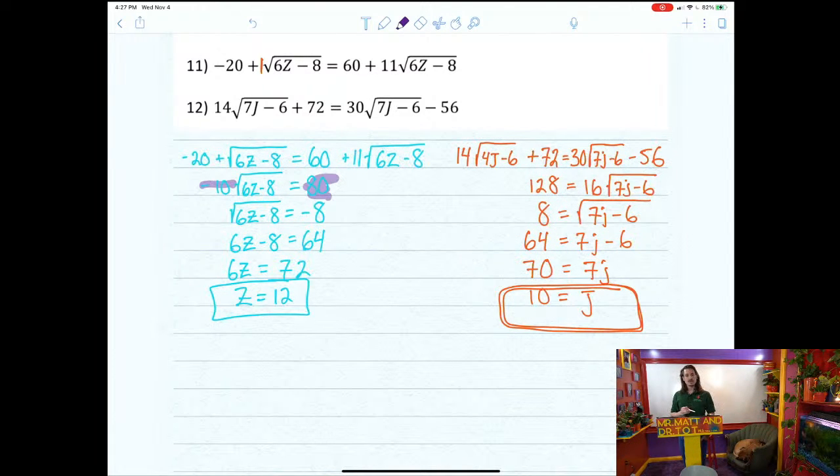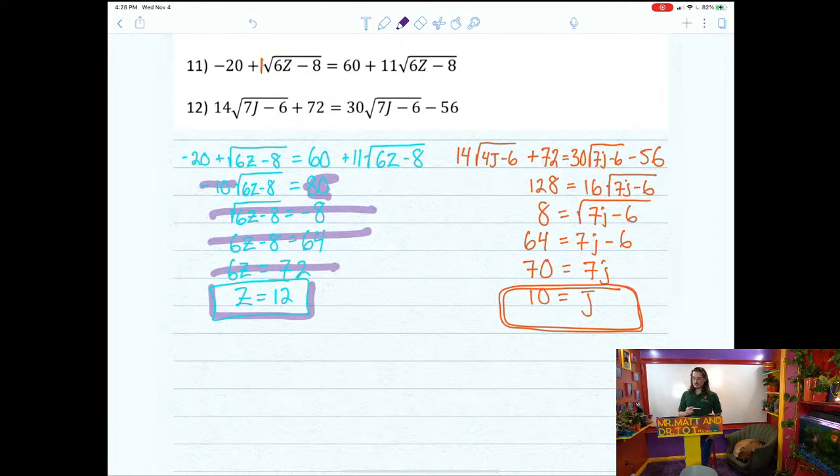So, dividing by negative 10 on both sides is going to give you the square root of 6z minus 8 is equal to negative 8. That's right here. Then I squared both sides to eliminate the square root. So 6z minus 8 is equal to 64. Adding 8 on both sides, I'm going to get 6z is equal to 72. Dividing by 6 on both sides, I get z is equal to 12, which is our final answer.